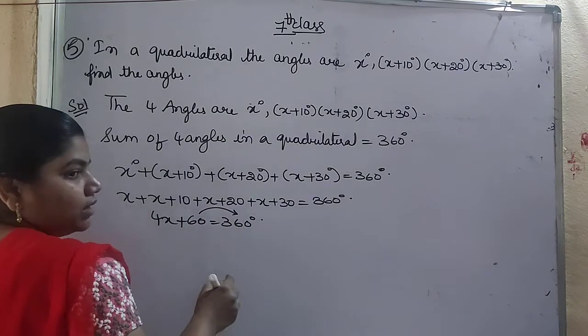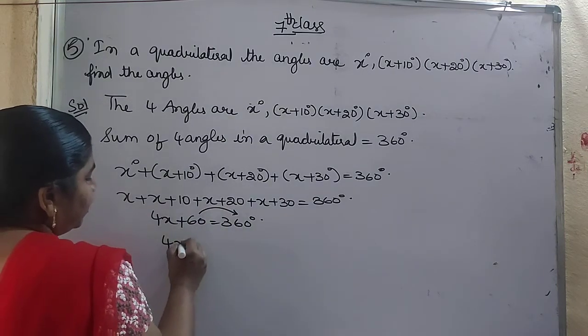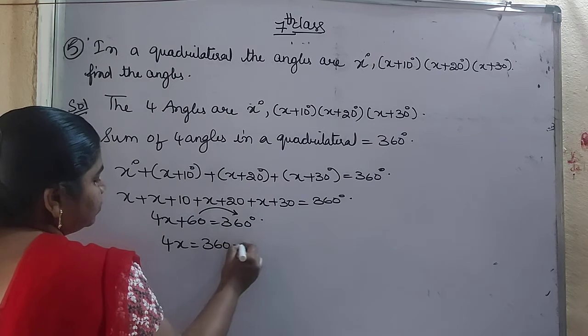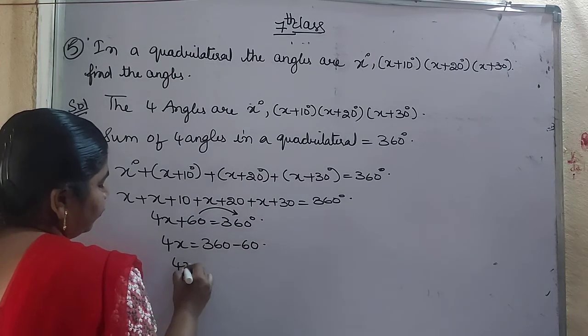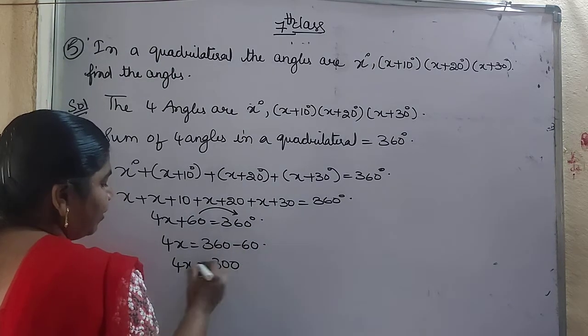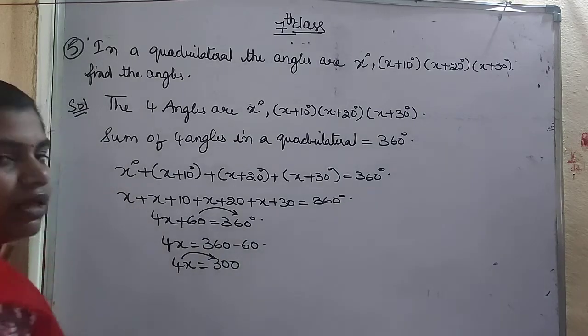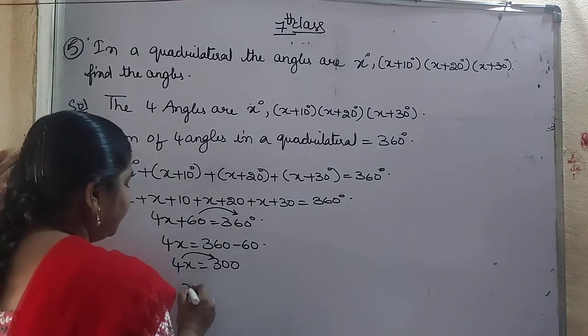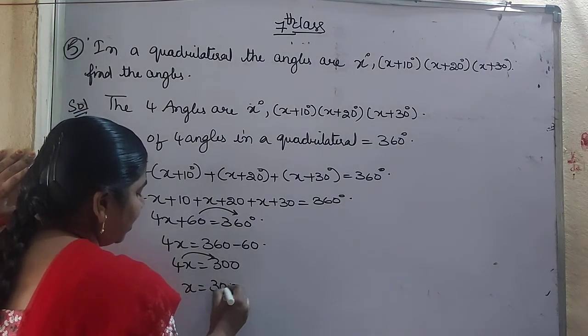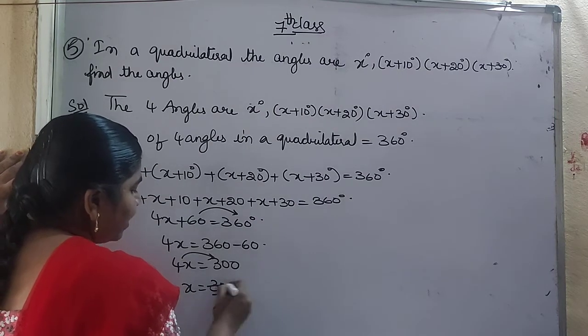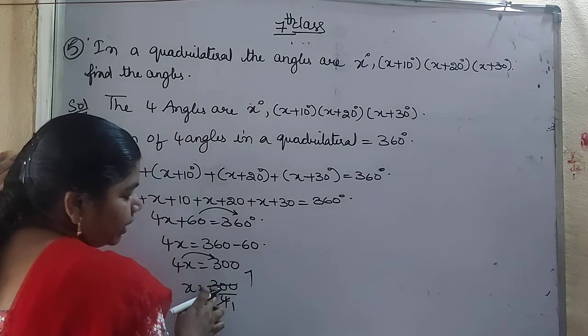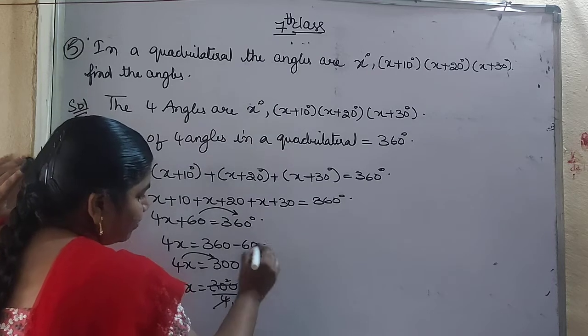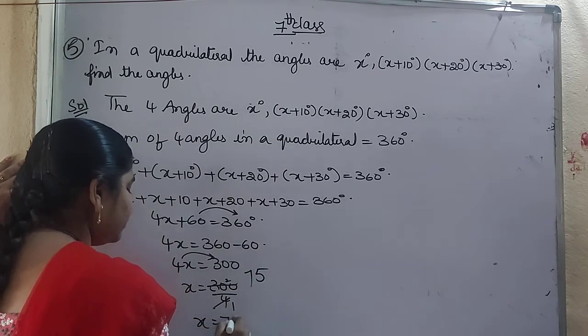Transpose 60 to the other side, that will become subtraction. So 4x is equal to 360 minus 60. So 4x will be 300. Transpose 4 to the other side, that will become division. So x is equal to 300 by 4. 4 ones are 4, 4 sevens are 28. 2 will be remaining. 4 fives are 20. So x value is how much now?